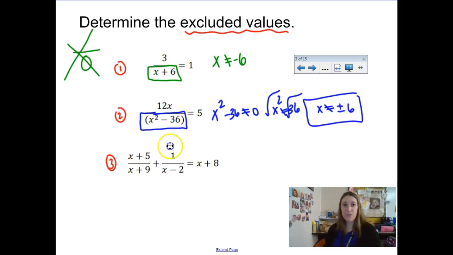And then in this one, we have 2 separate denominators, x plus 9 and x minus 2. And both of them would have a cause for having a divide by 0 situation. So we have to tell our reader that the excluded values in this question are x cannot be negative 9 and x cannot be 2.